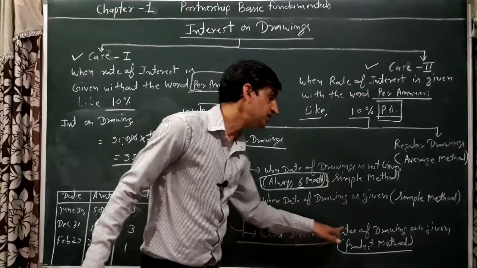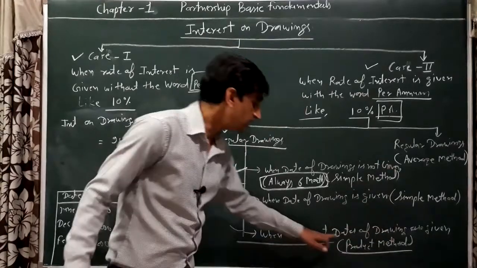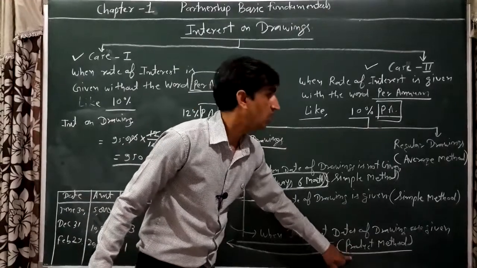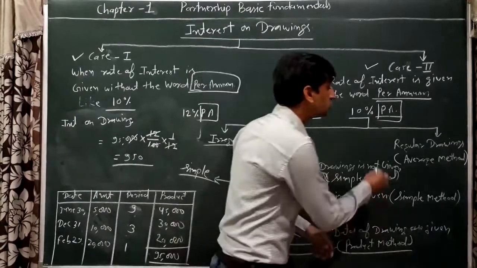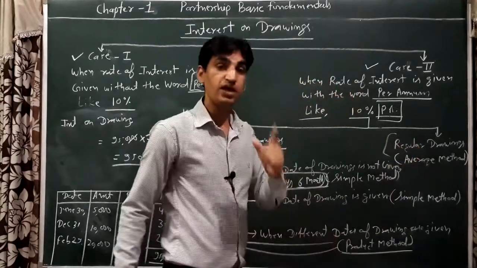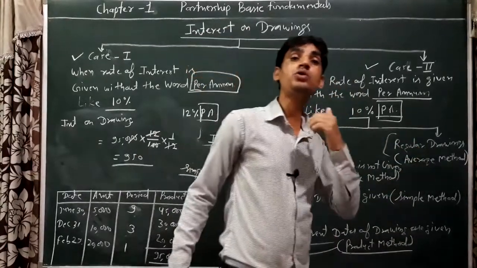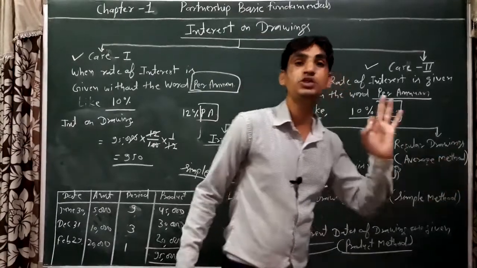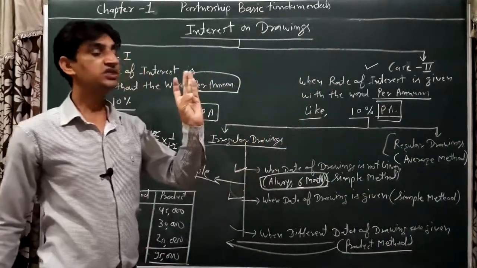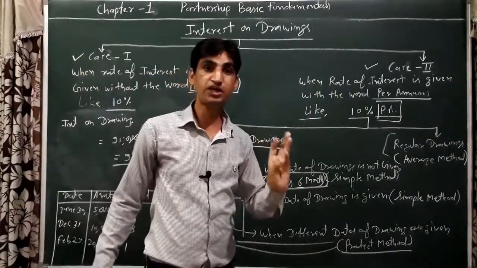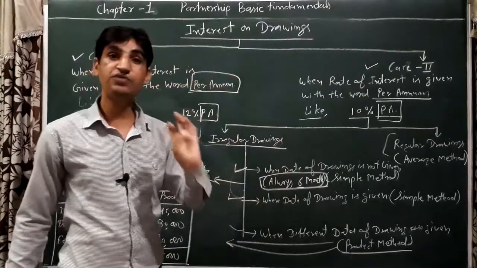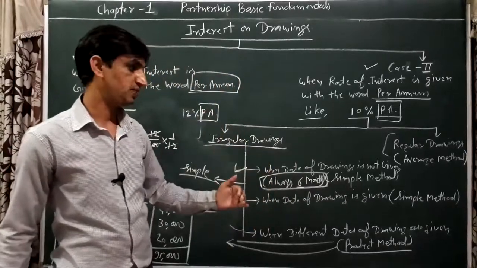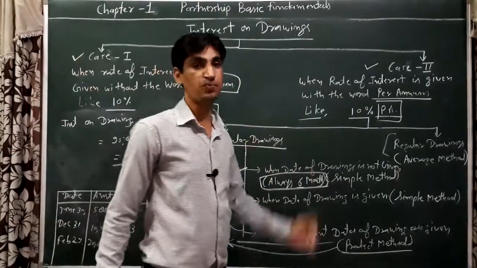When different dates of drawing are given in the question, in such situation, the second method, product method, will be used. And when a partner withdraws any amount on a regular basis, the average method will be used. So here are three methods. First is the simple method, second is the product method, and third is the average method. These three methods are used for calculation of interest on drawing. I hope you understood this concept properly. Thanks.